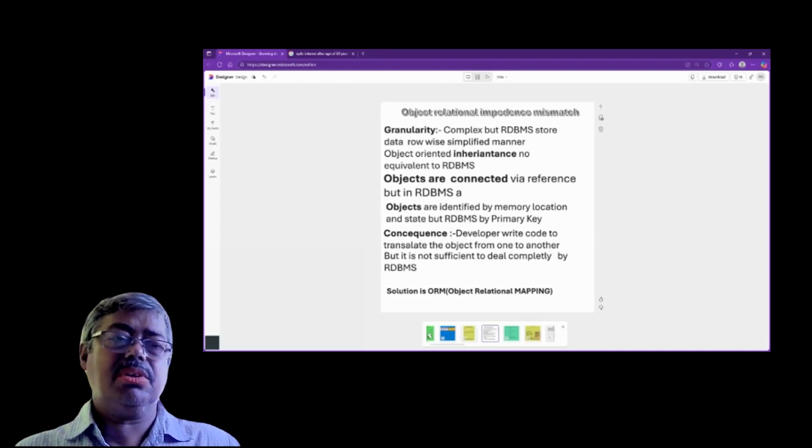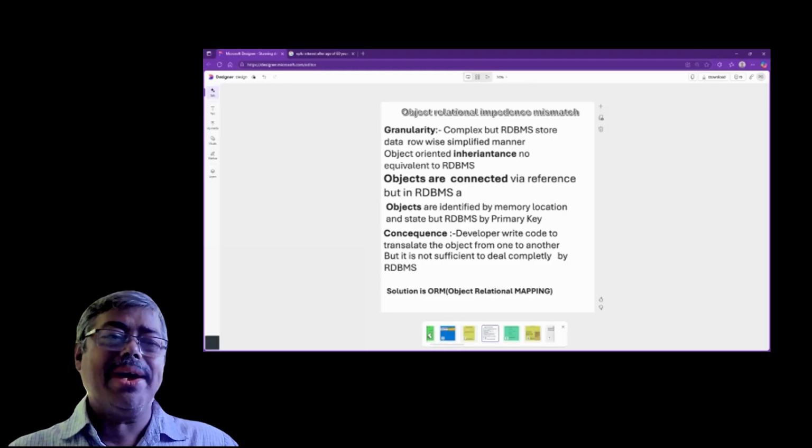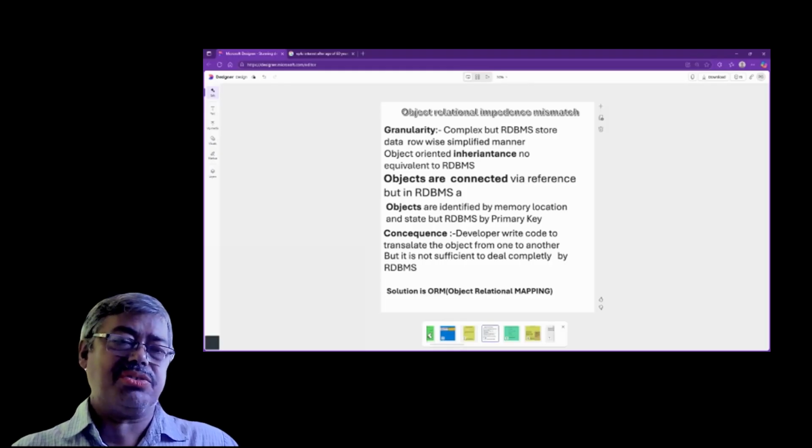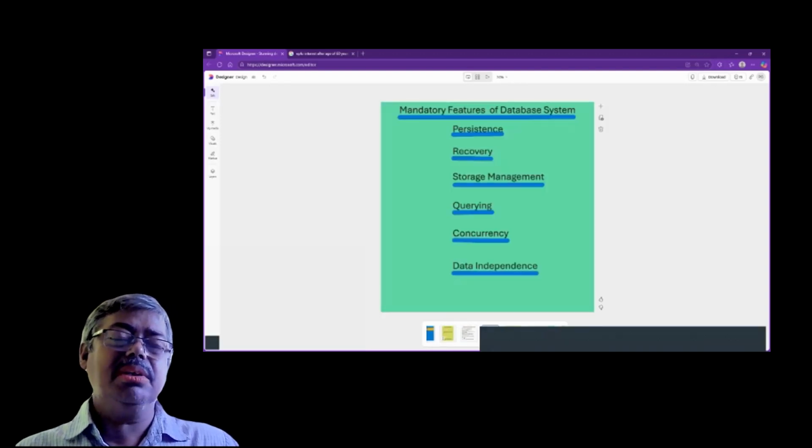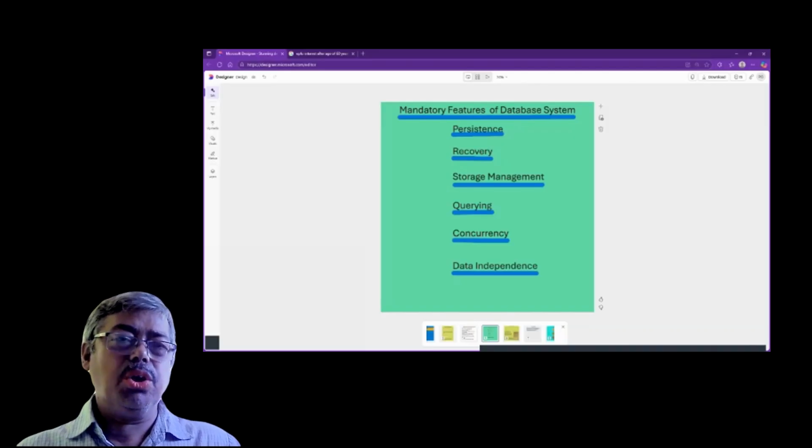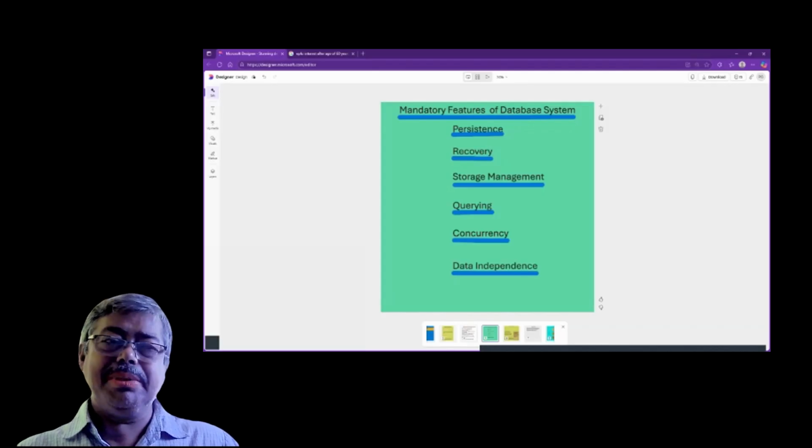And the fourth problem is granularity. Objects are connected with a reference key, and in a relational database management system they are connected with a primary key. Consequently, those problems are not solved totally, but there is an attempt to solve them by ORM, the object relational mapping process. And the other mandatory features of a database system are persistence, recovery, storage management, querying, concurrency, and data independence.